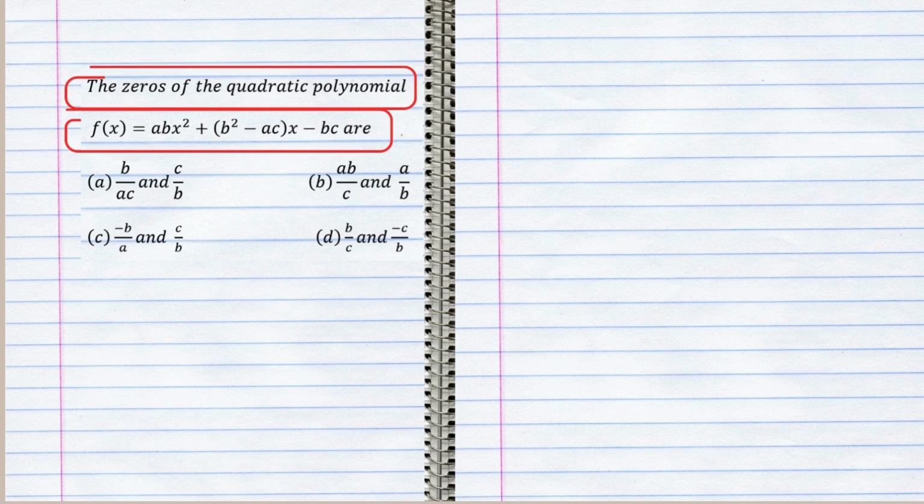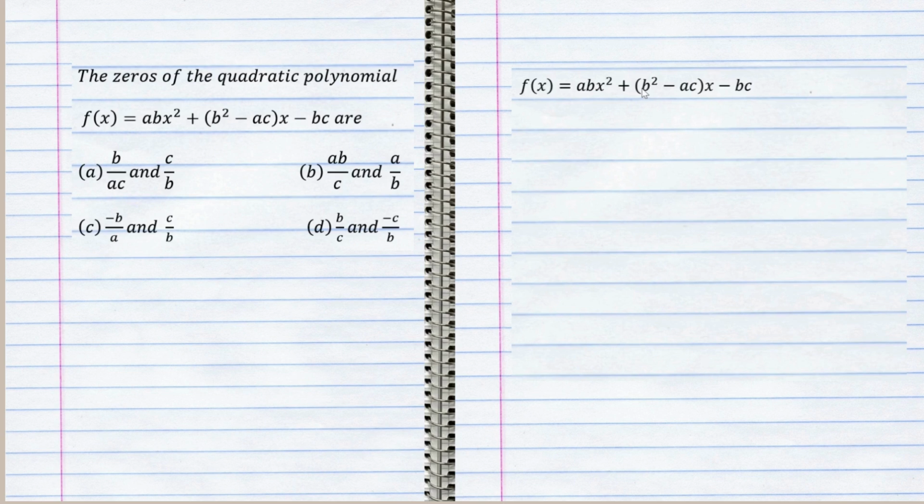The zeros of a quadratic polynomial f(x) equals abx² plus (b² minus ac) times x minus bc. In order to find the zeros, first we are going to open this bracket. If we do so, we get ab times x square. On opening this bracket, x will be multiplied with each term. So that gives b square times x minus ac times x minus bc.